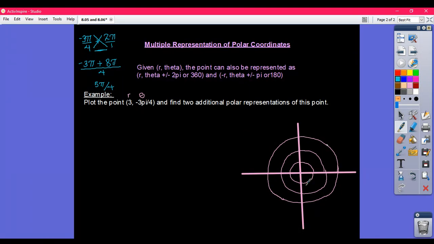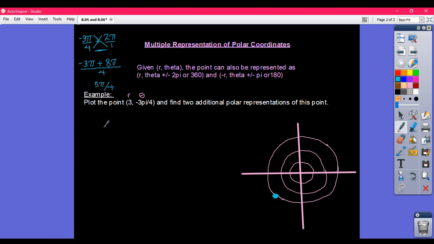So I'm going to plot a point on the third circle at where 5 pi over 4 is. 5 pi over 4 is in the third quadrant right there. And in addition to that, I inadvertently did the first additional point. So mind you, there's an infinite amount of representations of polar coordinates. We're just going to go with the simplest ones because it's only asking for two.